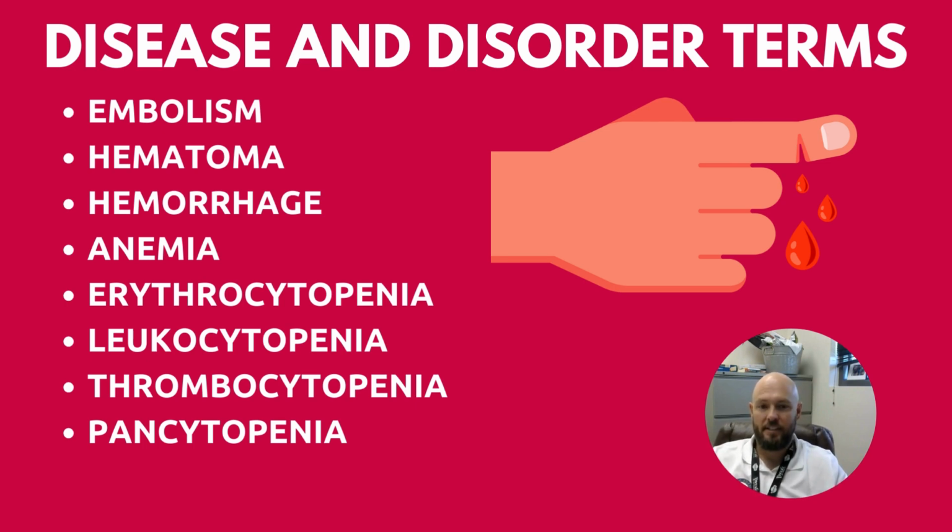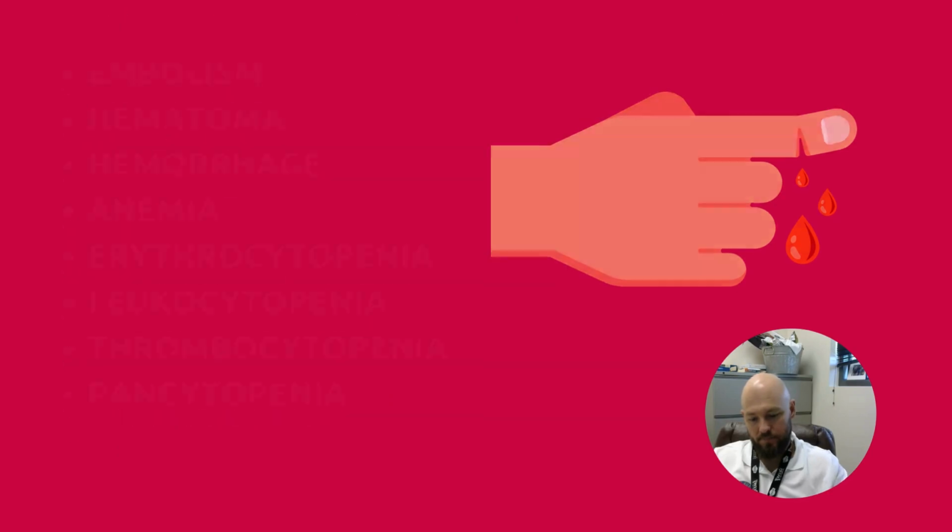Anemia is a decreased amount of a blood cell product. So you can have erythrocytopenia, which is a decreased amount of red blood cells. Leukocytopenia is a decreased amount of white blood cells. Thrombocytopenia is a reduction in blood clotting cells, platelets. And pancytopenia means an abnormal reduction of all blood products.